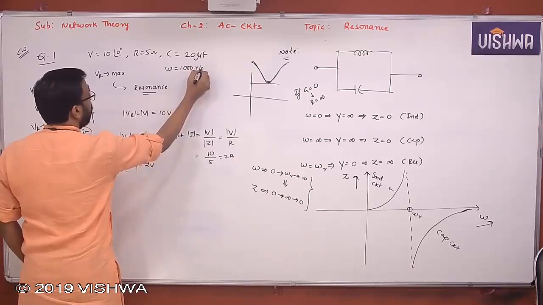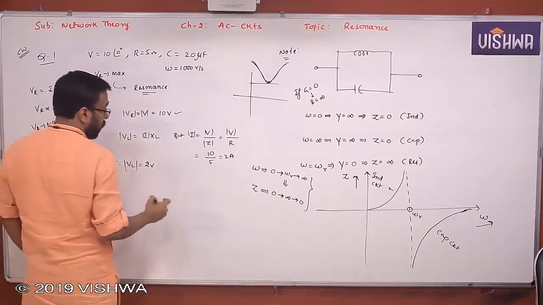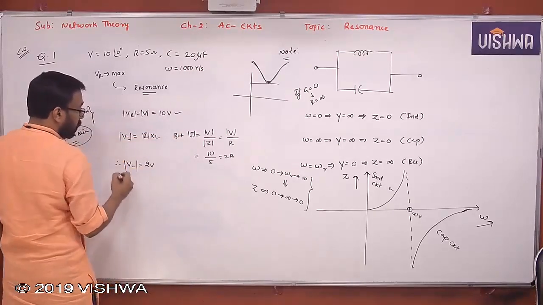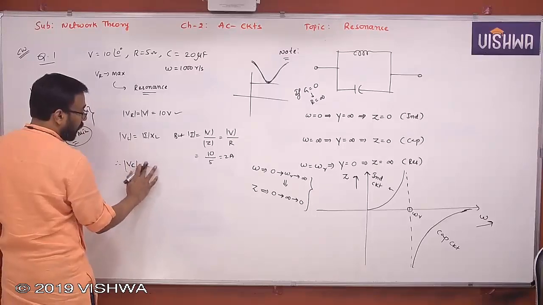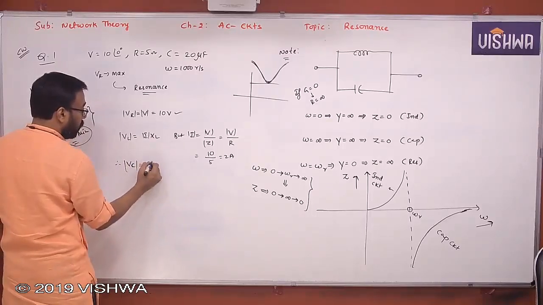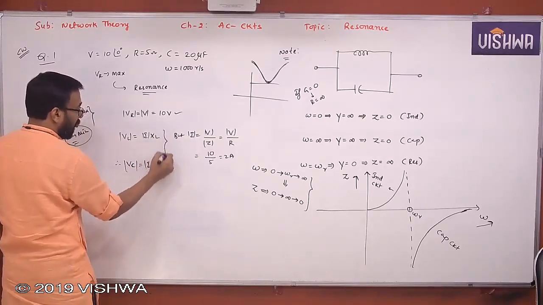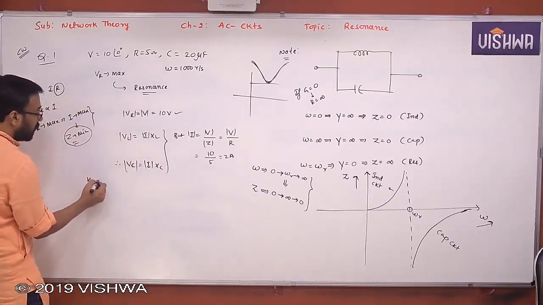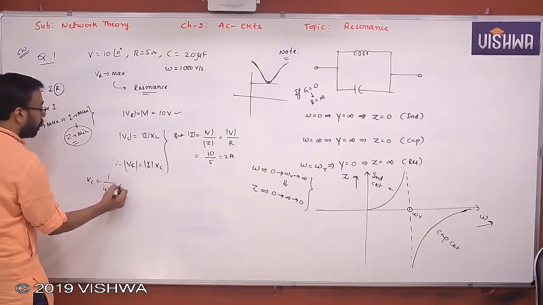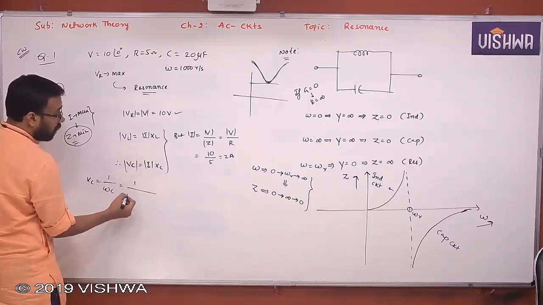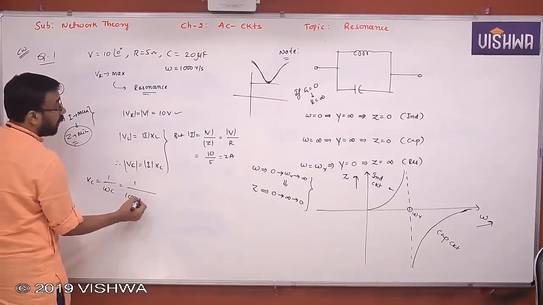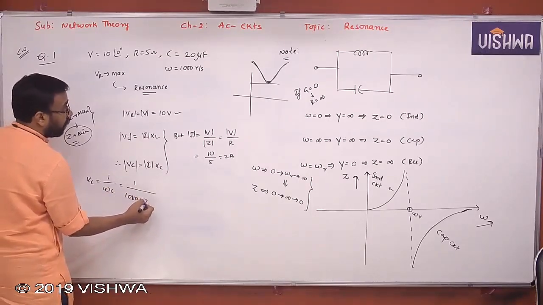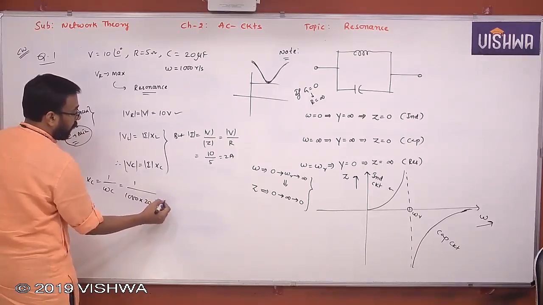So I guess you can find first XC value here. Or else VC is equal to I into XC, right? And both are same actually. VL is equal to VC. So let me find first XC here. What is XC? 1 by omega C. 1 by, what is omega? 1000 radian per second, into C value, 20 into 10 power minus 6.